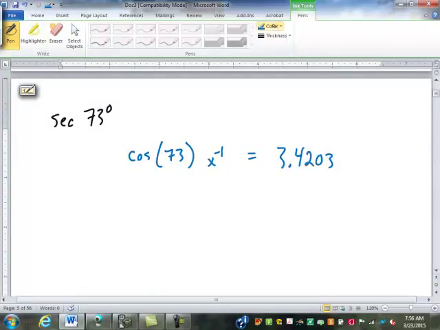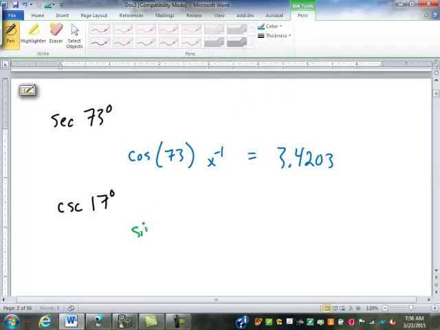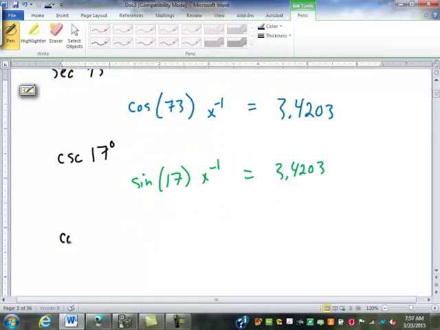How about cosecant of 17 degrees? What trig function are we going to use for cosecant? It's going to be sine of 17. Again, the x negative 1 goes outside the parentheses. We get 3.4203. Perfect. 73 and 17 are complements, so secant and cosecant of one should be the same as the other. So then, how about cotangent of 45 degrees? What function are we going to use?